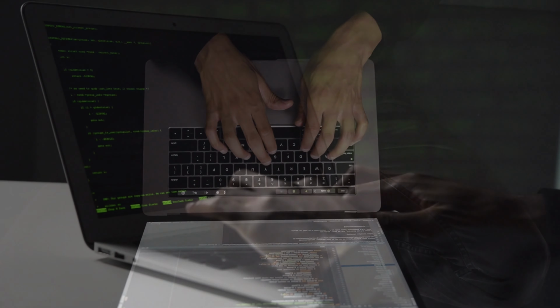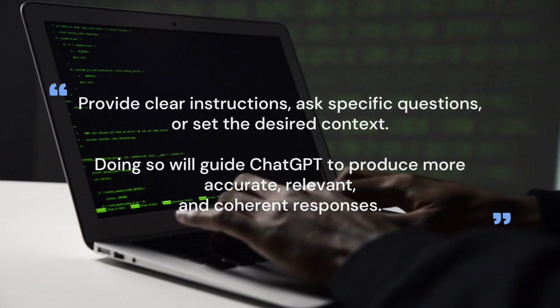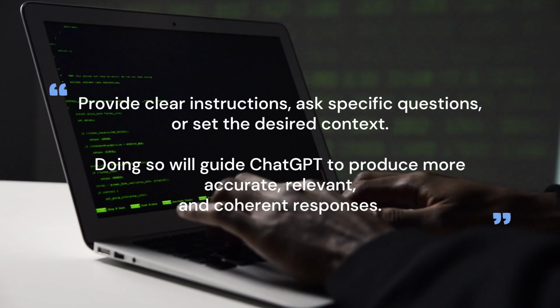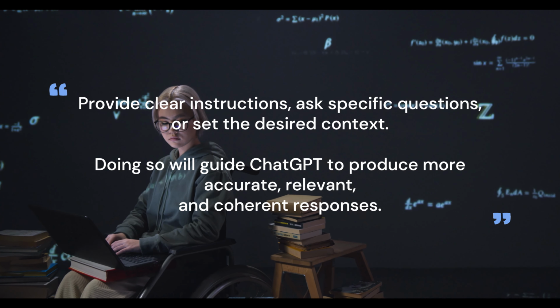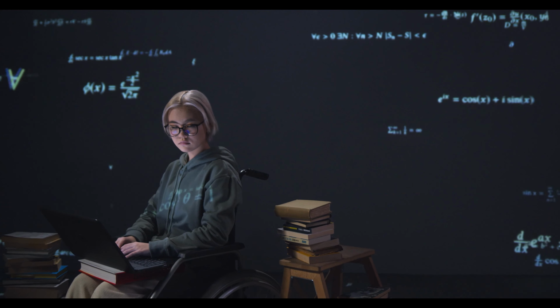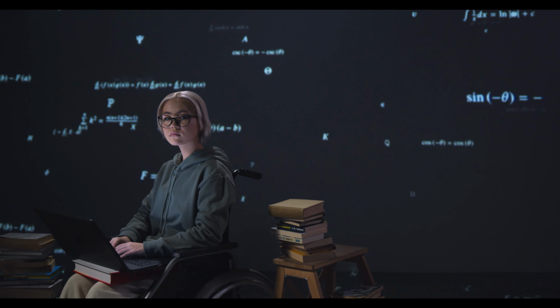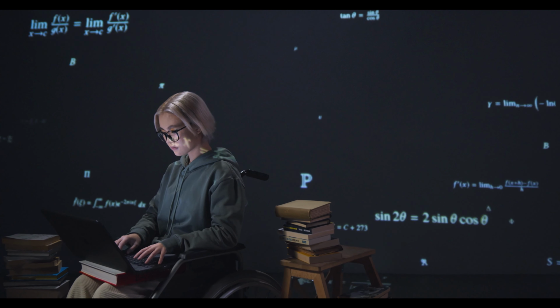Crafting prompts requires careful consideration. By providing clear instructions, asking specific questions, or setting the desired context, we can guide large language models to produce more accurate, relevant, and coherent responses. Experimenting with different prompts and refining them based on the model's output can help us better understand how to tap into the model's capabilities and achieve our desired outcomes.